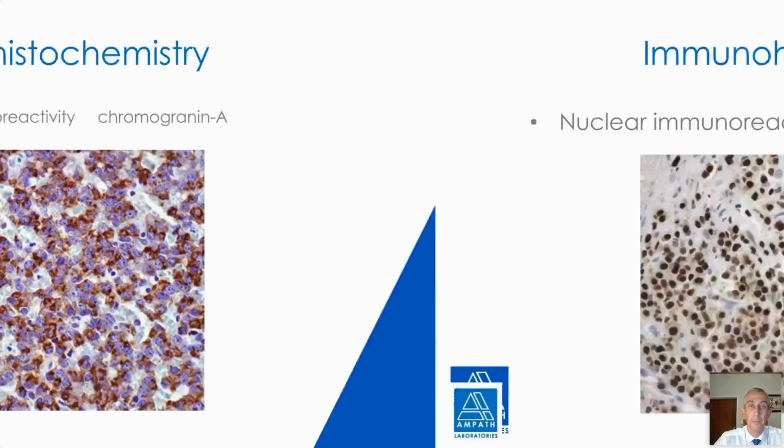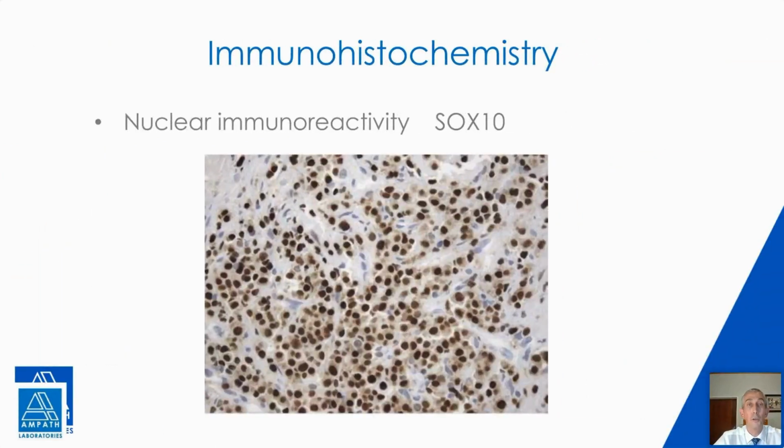And then lastly, nuclear staining. SOX10 is a very useful immunolabel for melanocytic and neural tumors. This case was an undifferentiated tumor which eventually labeled with SOX10, and this meant it was a malignant melanoma.